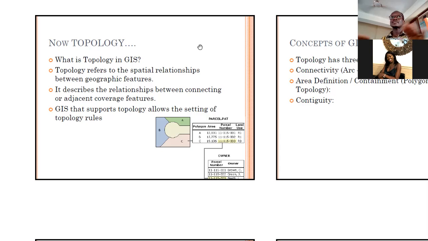have one feature overlapping the other. That can be a rule in topology. Is that okay? So every GIS that supports topology will allow you to set a rule for how the features or coverage features relate. Are you okay?